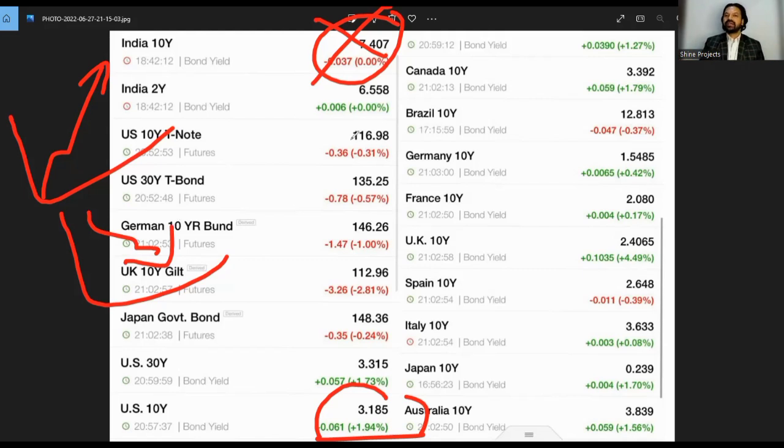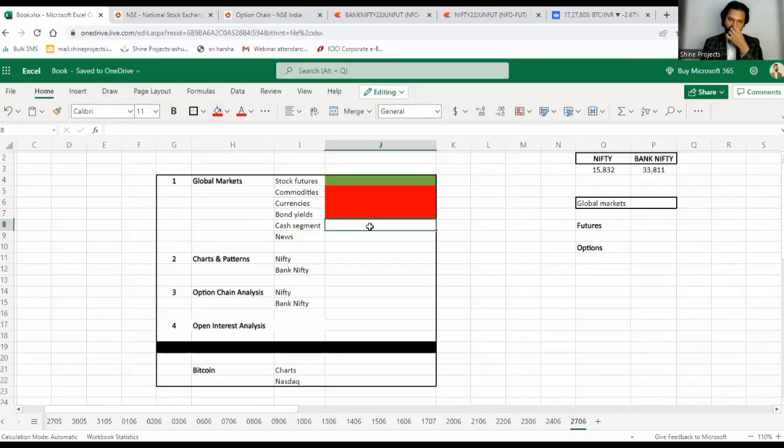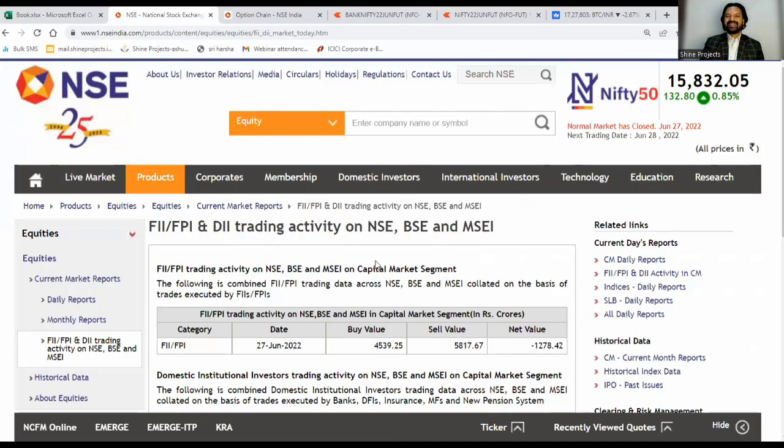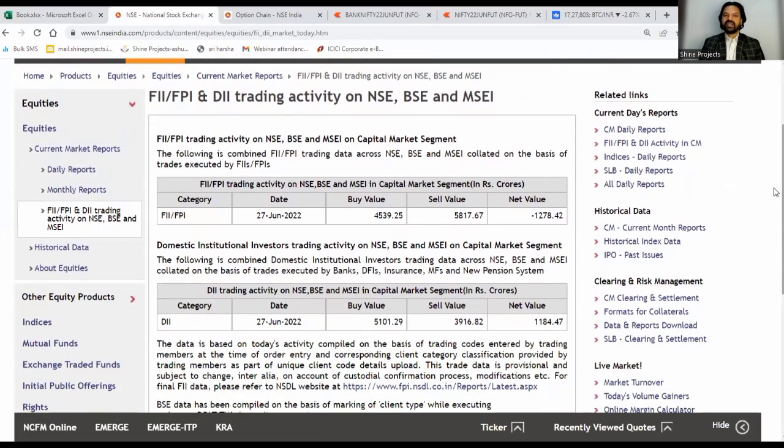So because the treasury yields are rising, which is a negative impact for the stock market, I will go to my Excel analysis and mark a red color here. Okay, and I will also observe what happened in the cash segment. Cash segment means how many crores worth of shares have been bought or sold by the institutional investors.